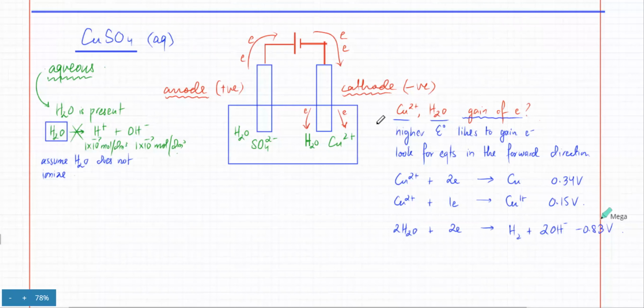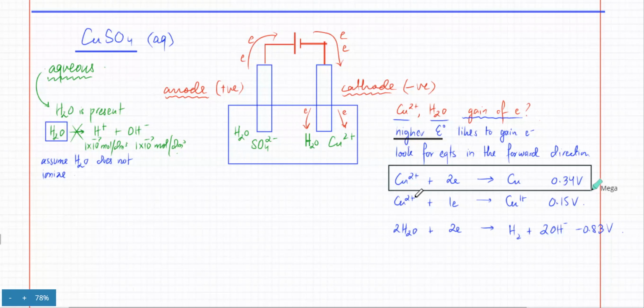So I have three options. Who's going to gain electrons? Either copper 2 plus or H2O. Two equations for copper 2 plus, one for water. And what's the rule? Who ends up gaining electrons? It's always the higher E naught that likes to gain electrons. So the highest E naught out of all the three is going to be this one, which means that this is going to be the reaction that would be happening. This is the highest probability reaction because it has the highest potential and it has the greatest tendency to actually gain electrons.